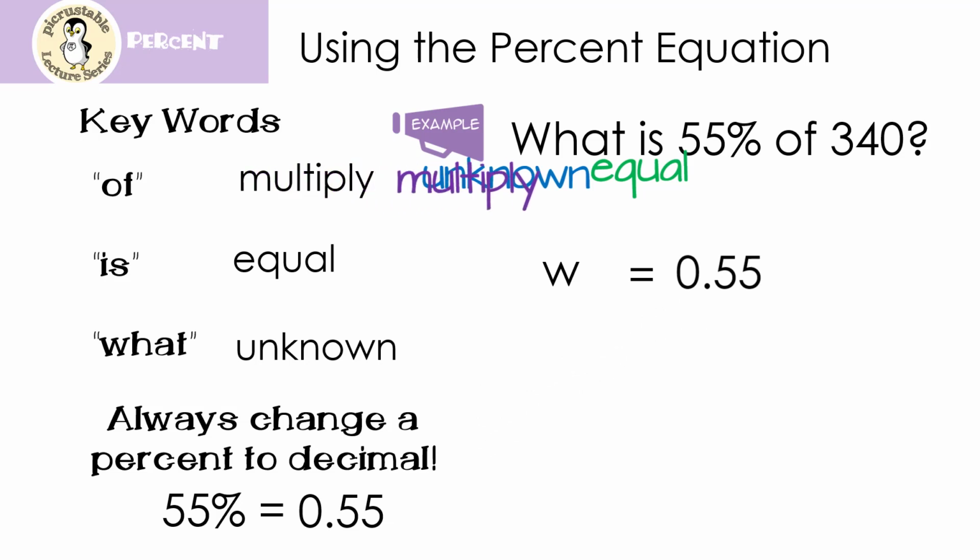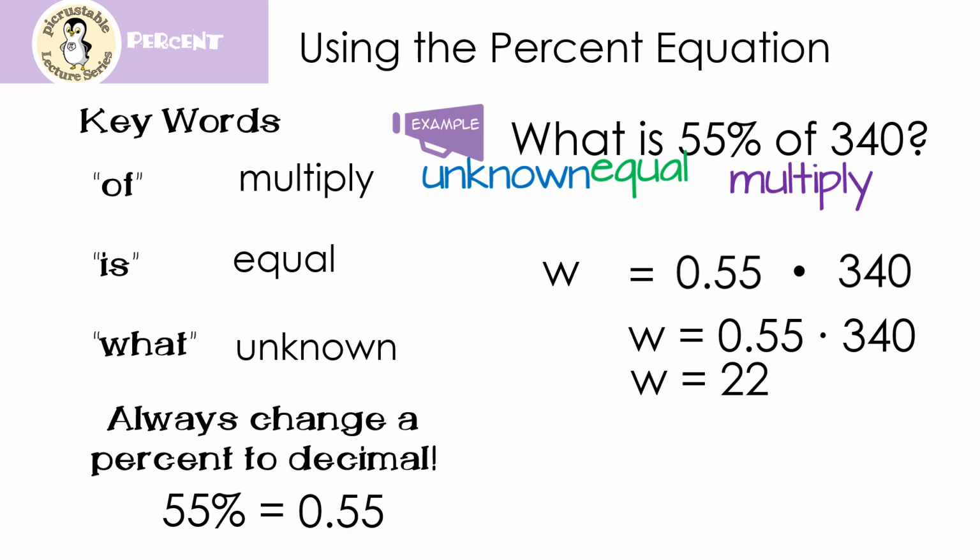Of means to multiply. And 340 is just itself. So to solve this one, we just multiply 0.55 times 340. And we end up with 22. And that's it. 22 is 55% of 340. Let's look at another one.